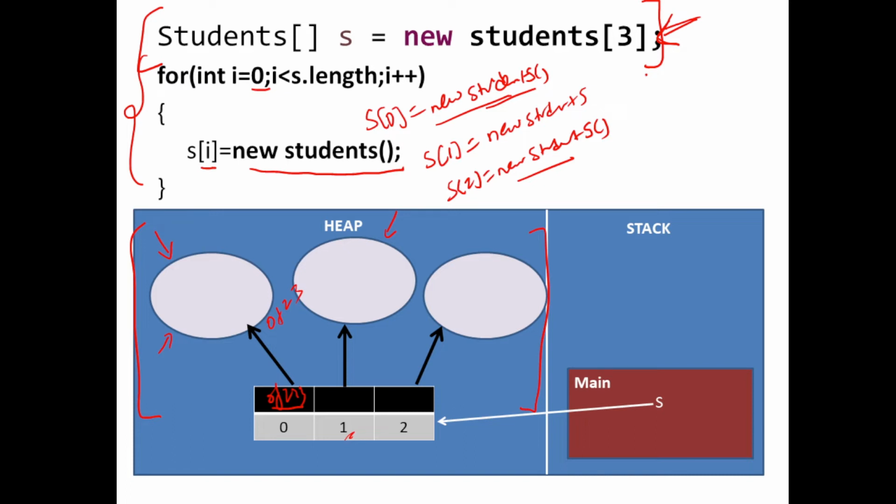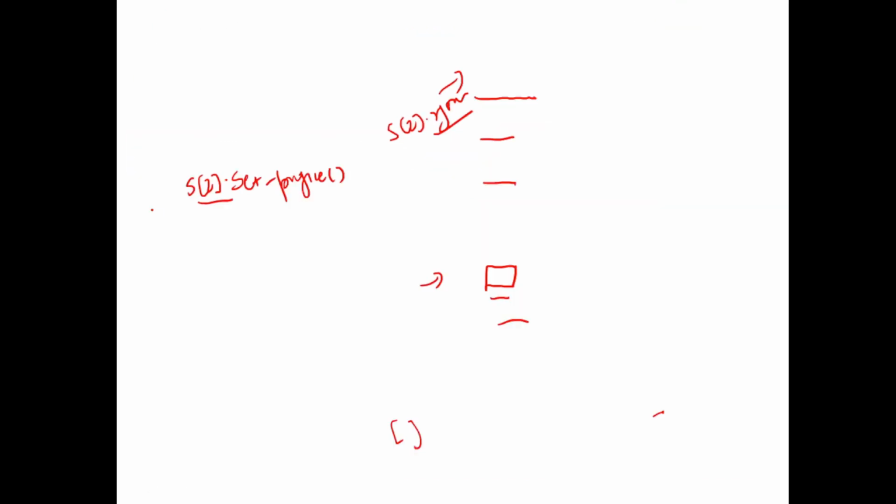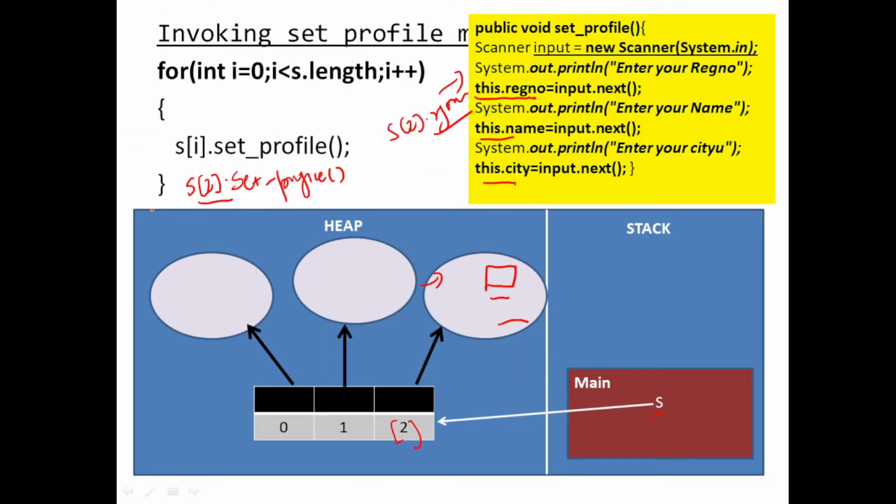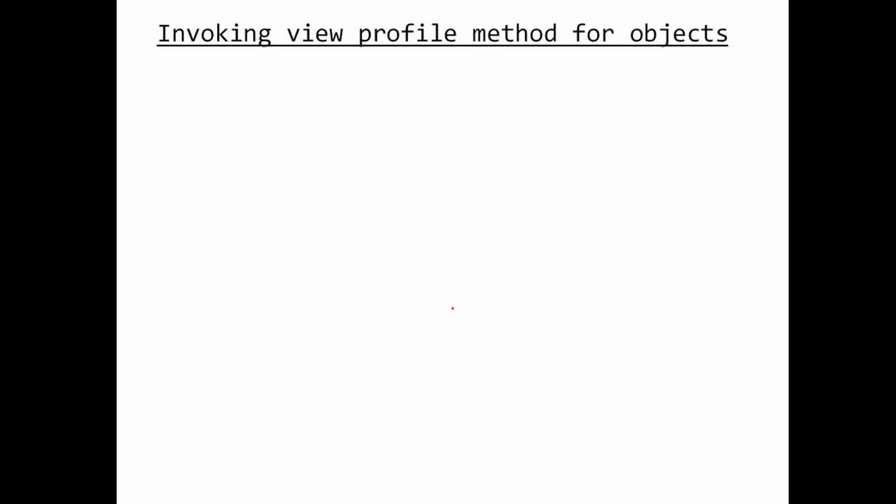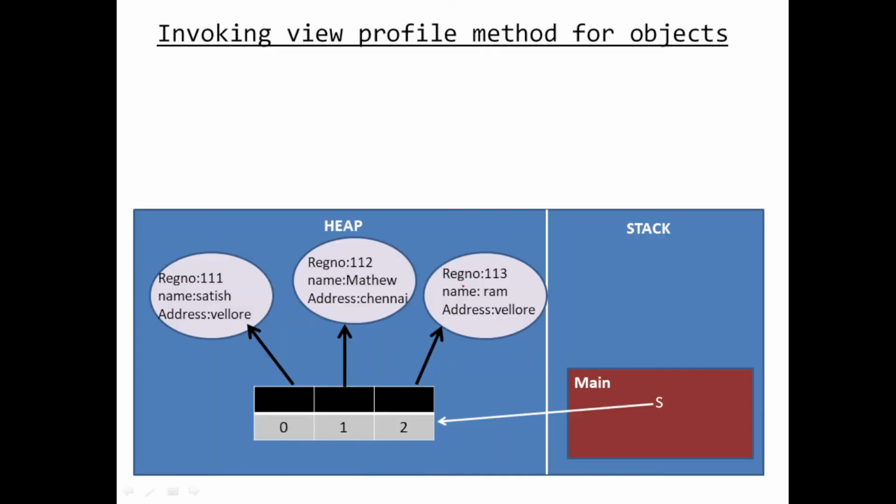What is the next step? You should run this for loop for the length of the array, and each reference should be pointing to an allocation on the heap. Then only you can allocate the student's data on that location. Got it? So that's how you create an array of objects. So we have set the profile. Suppose if I want to view the profile information of all the objects, how will I perform that? You invoke the view profile method.